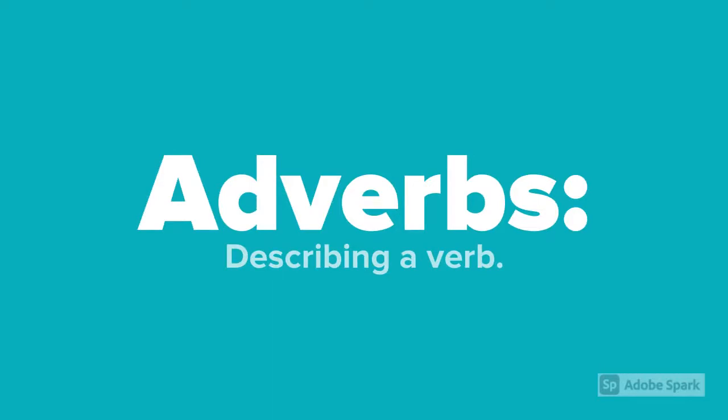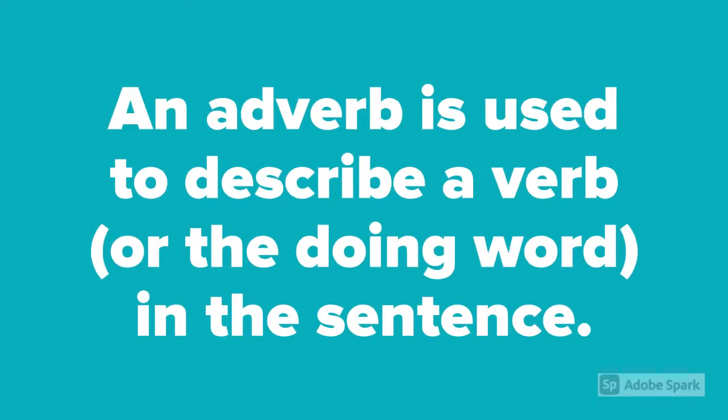Now finally, we're going to look at adverbs. These are words that are used in a sentence to describe the verb. So an adverb is used in a sentence to describe the verb in the sentence. So we need to be looking for the doing word and then which word in the sentence is used to describe the verb.